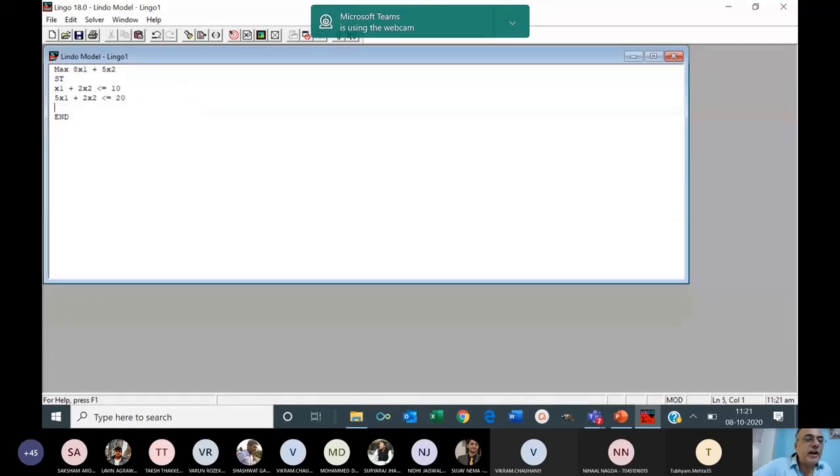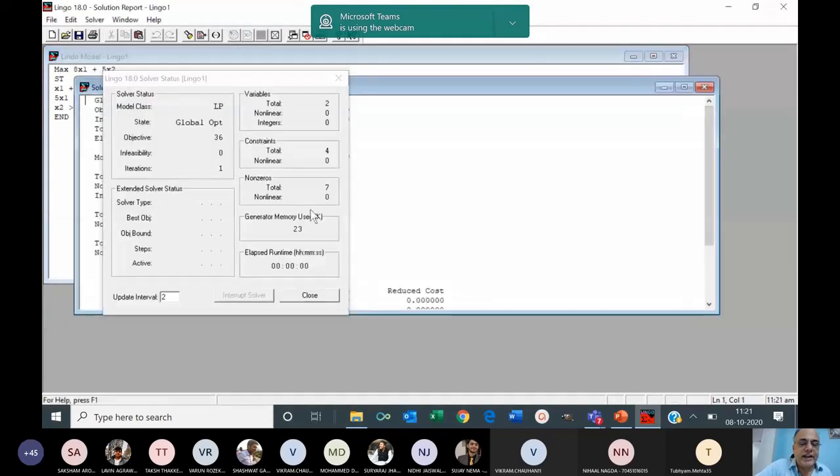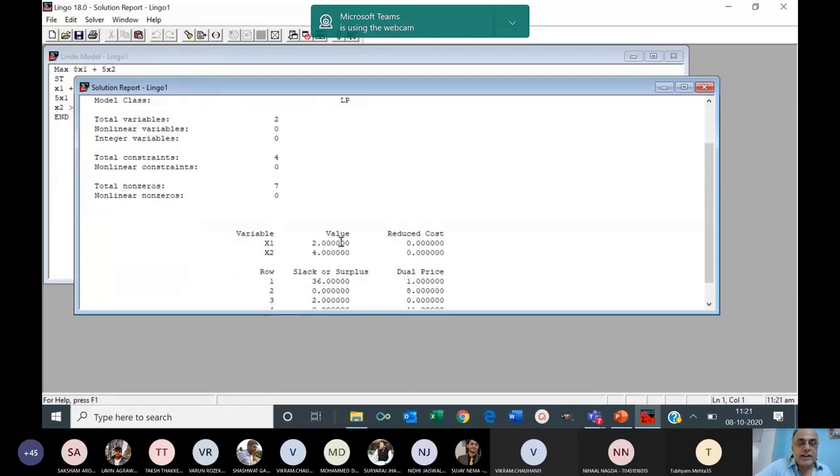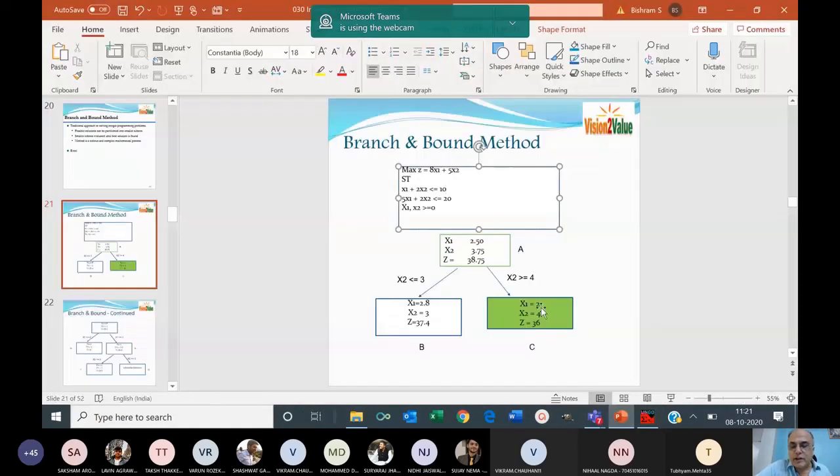We have to add one more constraint here, x2 greater than or equal to 4. Is that right? I have just added one more constraint. Now if you solve it by hitting the bullseye, you get a solution. And what is the solution? The objective function is 36, which is an integer value. X1 is equal to 2 and X2 is equal to 4. That is what we are putting here: X1 2, X2 4 and objective function 36.